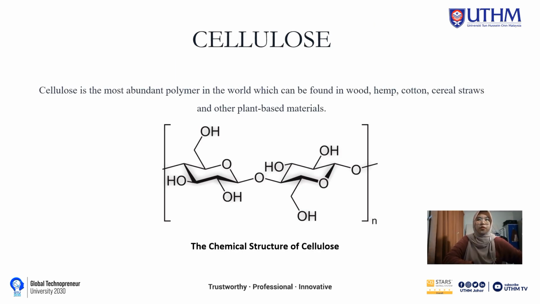Cellulose is the most abundant polymer in the world, which can be found in wood, hemp, cotton, cereal straws and other plant-based materials. Cellulose is mainly used to produce paperboard and paper. Cellulose for industrial use is mainly obtained from wood, pulp and cotton.